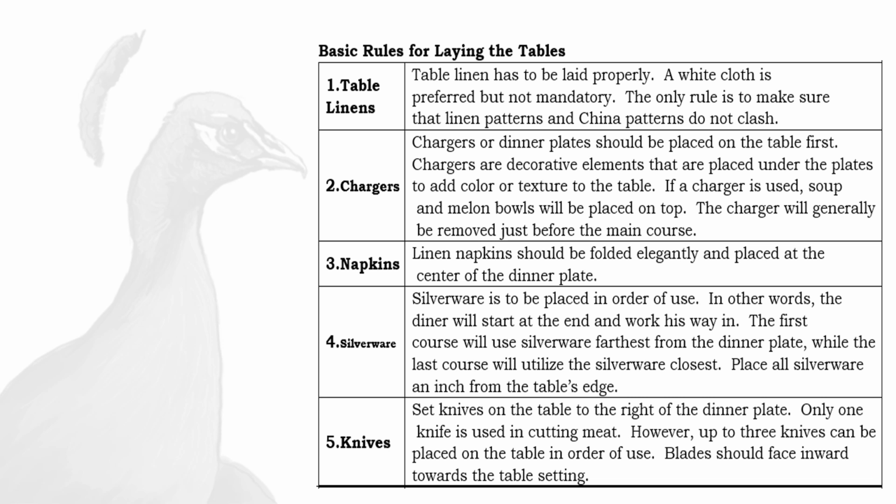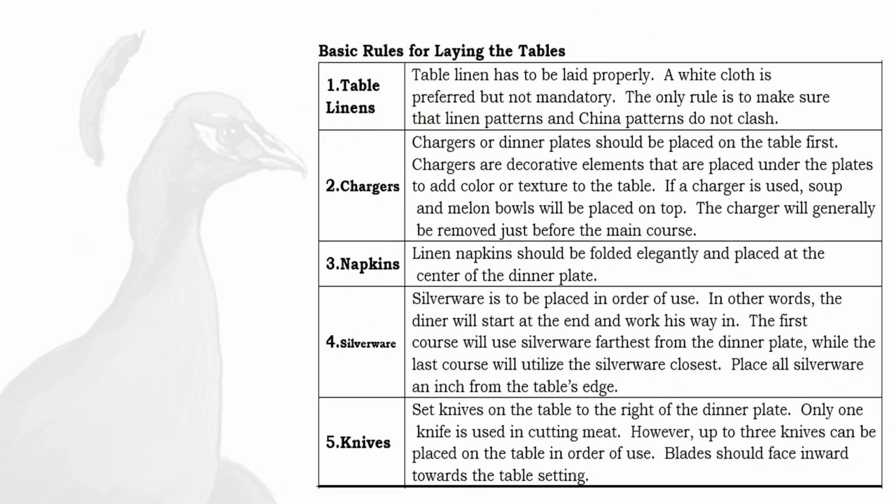Number 1, table linens. Table linen has to be laid properly. A white cloth is preferred but not mandatory. The only rule is to make sure that linen patterns and china patterns do not clash.